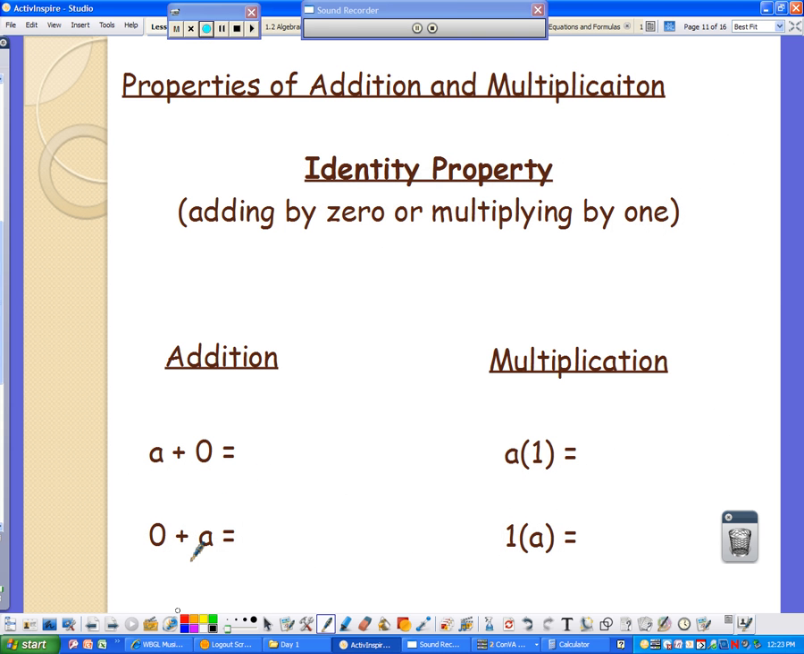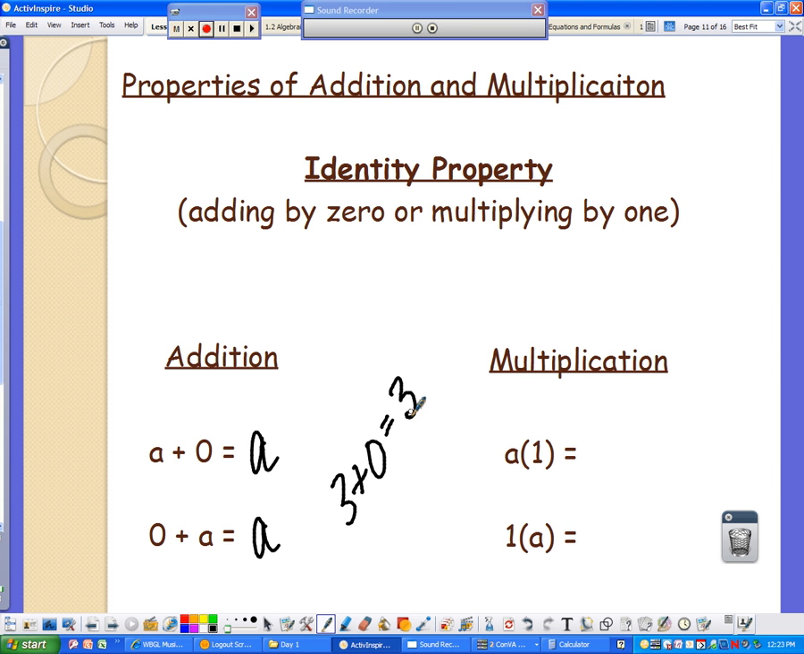The next one would be the identity property. The identity property is whenever you take a number and add it to 0, you're going to end up with A. So whatever you started with, you're going to end with it. So that's why it would be the identity. So 0 plus A would also give us A. If we used numbers, 3 plus 0 would give us 3.